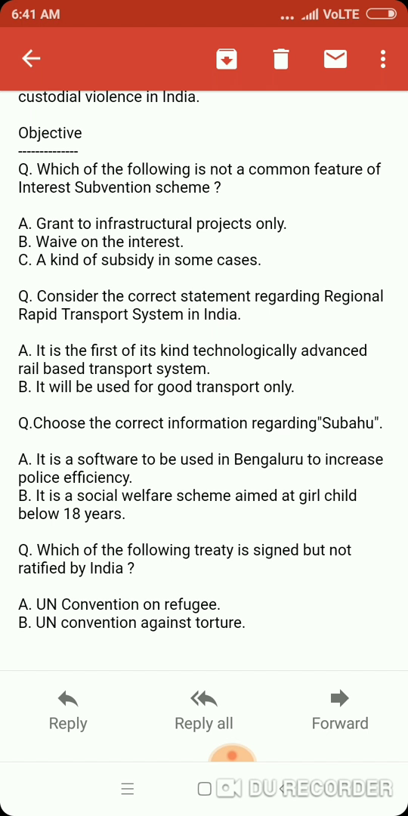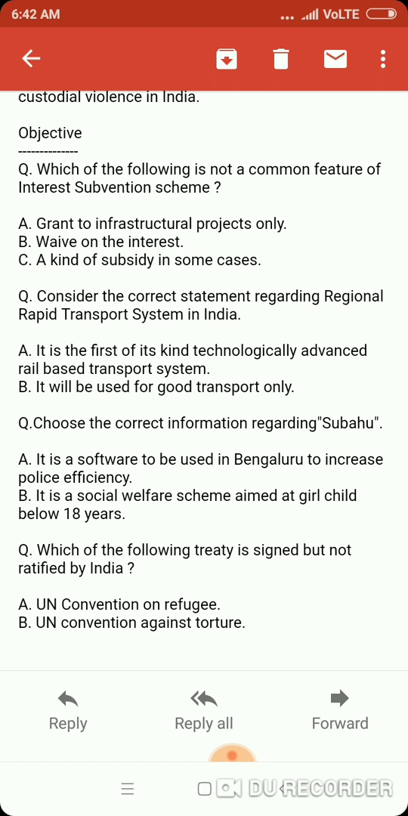Interest subvention scheme means a kind of monetary support where the person who takes it will have to return a reduced amount. Sometimes they do not have to return it. That is a kind of financial support. A grant to infrastructural projects only? No, the word only is wrong here. Waiver on the interest, a kind of subsidy in some cases. B and C are correct.